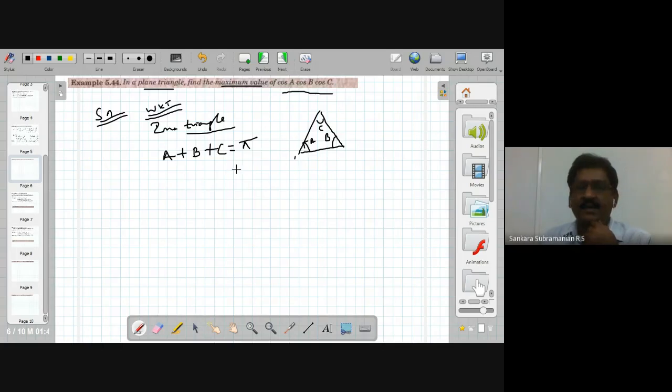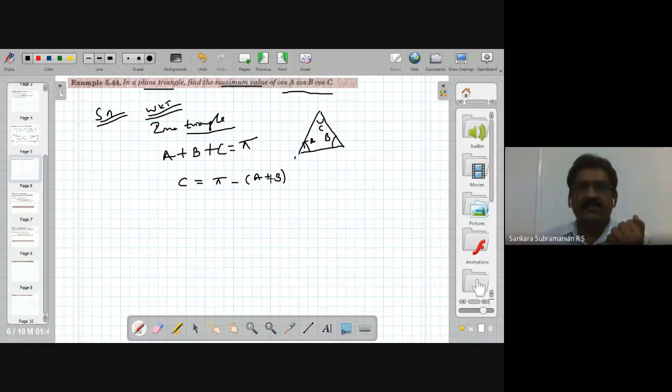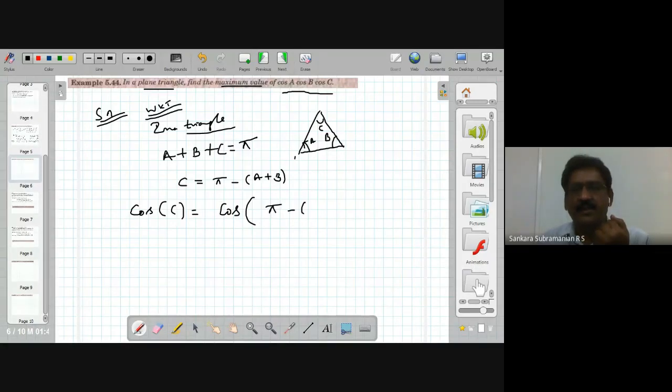Okay, and because I want to make it two variables, if you go for constraint maxima minima, then I can explain this with three variables or two variables. Therefore, one variable can be eliminated using the relation pi minus A plus B. So I can get a function with two variables. So cos of C can be written as cos of pi minus (A plus B).